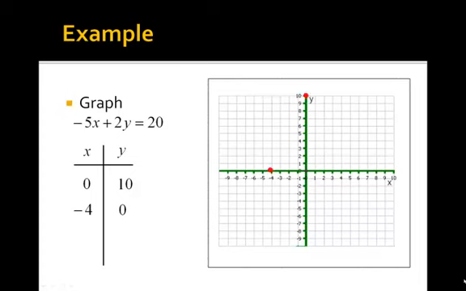So here I have 2 points that I can now put on my graph. Now the first one, 0, 10, ends up on the y-axis, and the next one, -4, 0, ends up on the x-axis. Now since I can be sure that this really is a line, I draw a straight line through both of those points. And there you go, there's my entire graph of the equation.